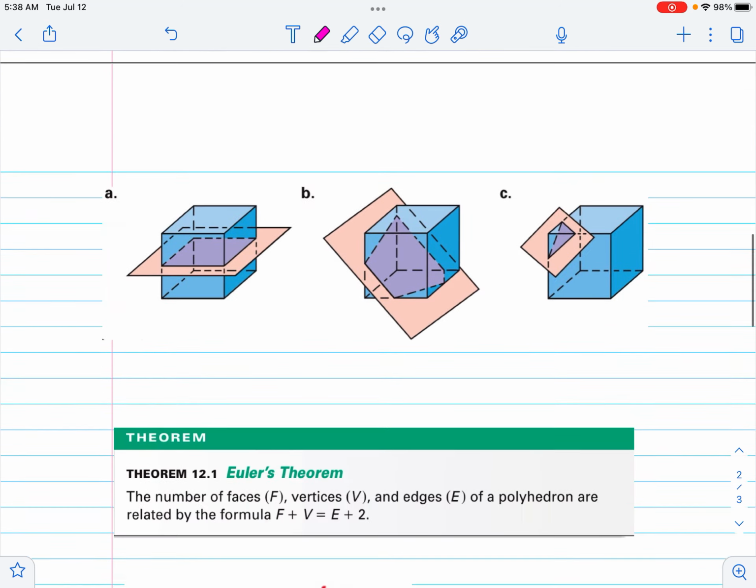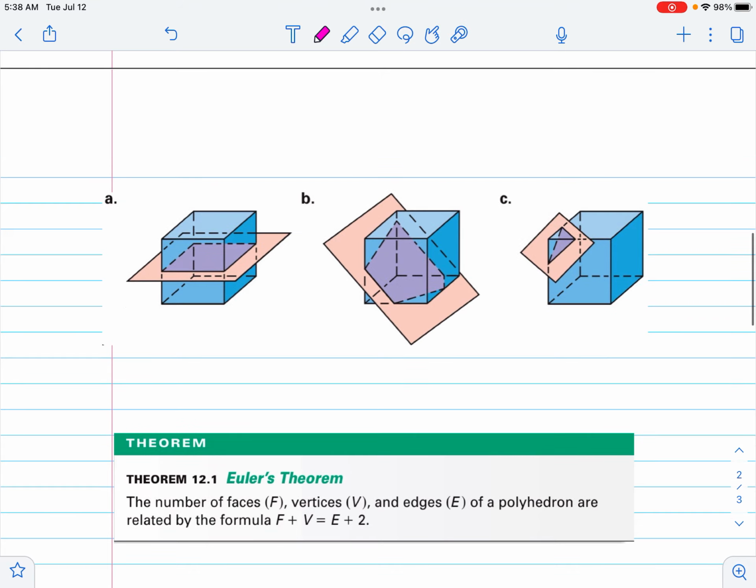Now, when we talk about cross-sections of these solids, we're talking about what happens when a plane cuts them. So for example, in this one, notice this plane cuts and you get a quadrilateral here.